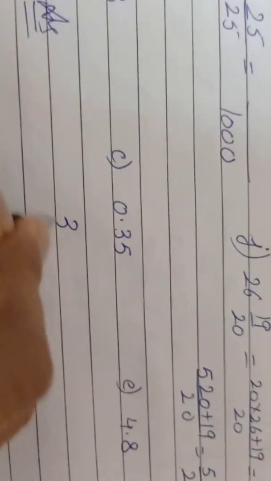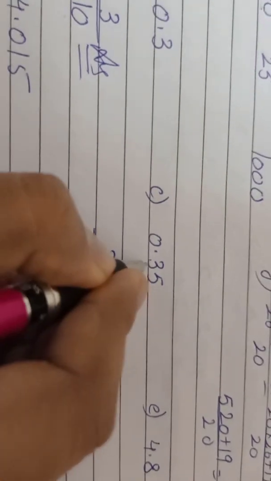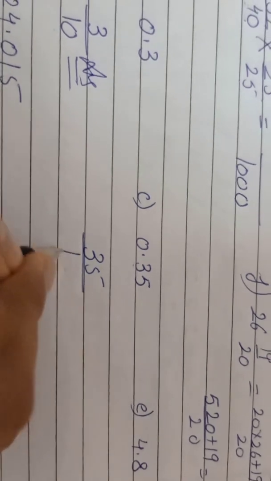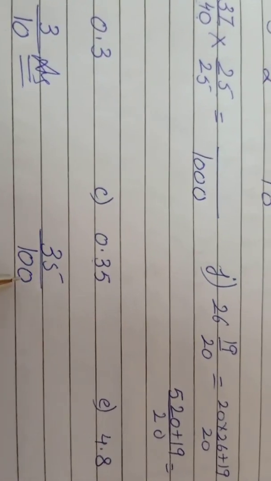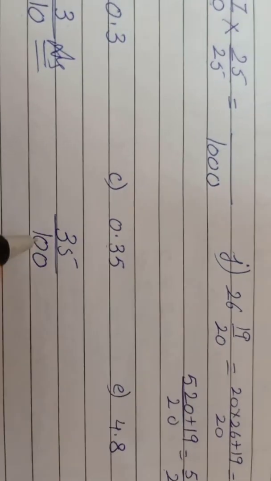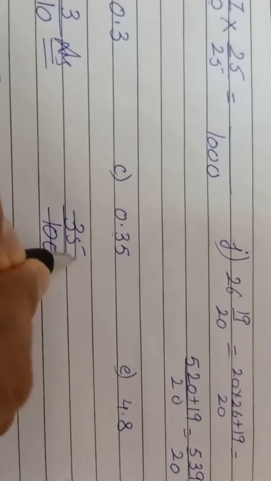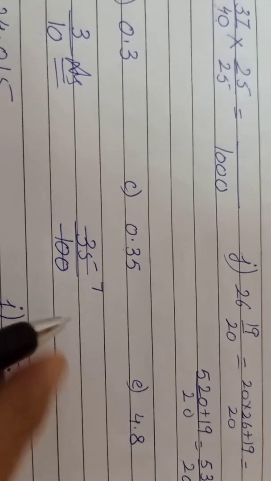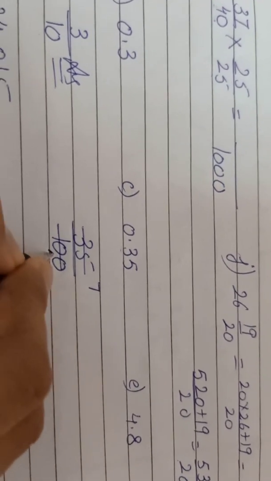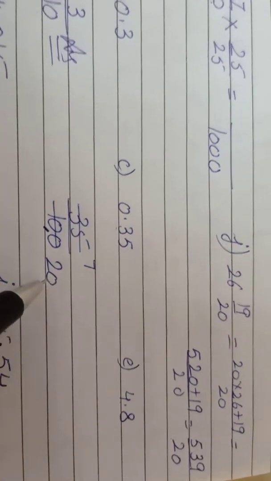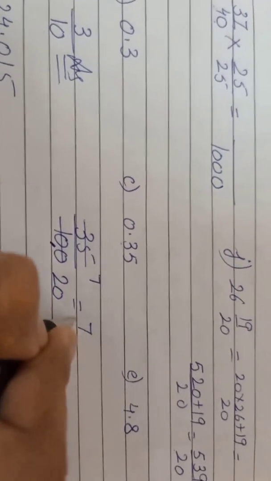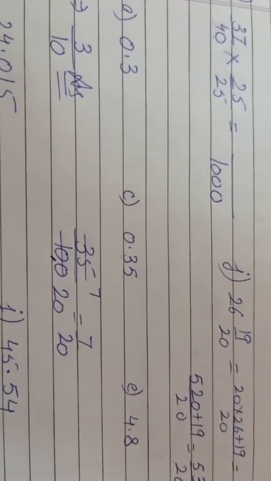Next, 35 we'll write as it is, and after the decimal there are 2 digits, so 100 will come over here. Now you can see they both can be cancelled with the table of 5, so we have to cancel. Cut it with 5. 7 5s are 35, and when you take 10, 5 2s are 10, it will cut with 20. Now 7 and 20 can't be cancelled with each other, so the answer is 7 over 20.